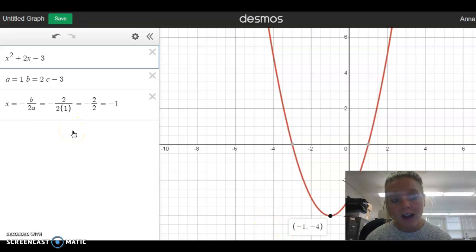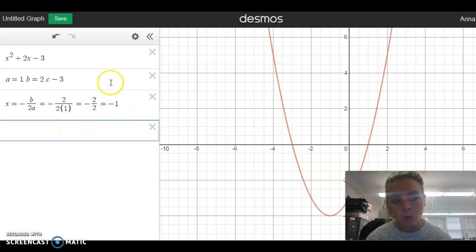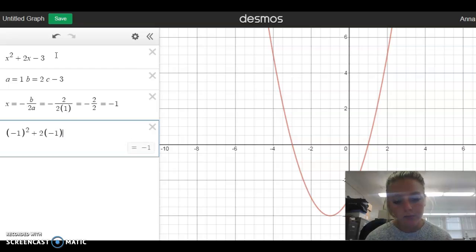To find the y value, I plug negative 1 into my original equation for all of those x's. So negative 1 squared plus 2 times negative 1 minus 3. And the output is my y value.